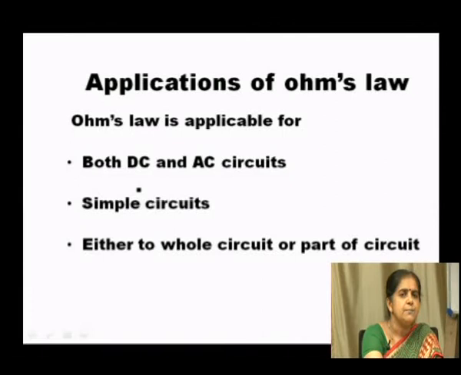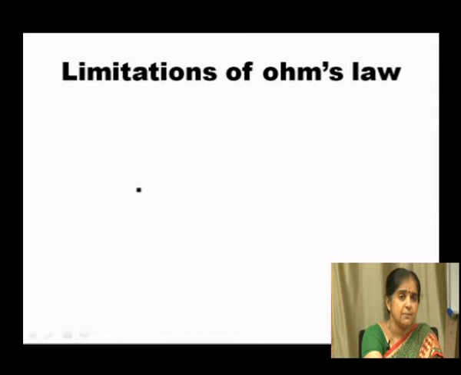So in what kind of circuit can we apply Ohm's law? Ohm's law is applied to both AC and DC circuits. It is applied only for simple circuits. It can be applied for the entire circuit or part of the circuit. Then the limitations of Ohm's law: where else we cannot apply Ohm's law. Ohm's law is not applicable under all circumstances. It is applicable only for the cases which have been shown in the last slide. So let us see now what are the limitations of Ohm's law.